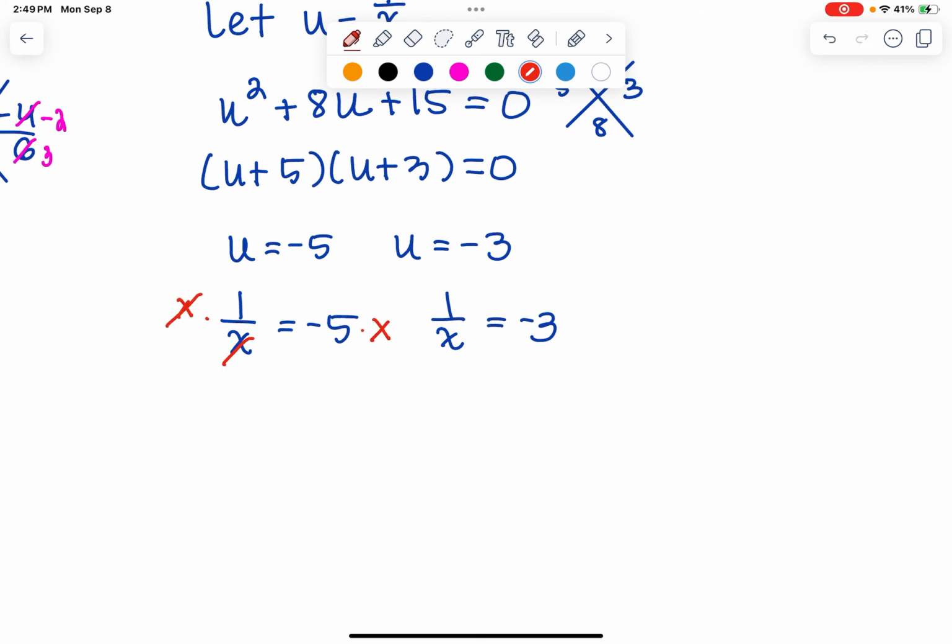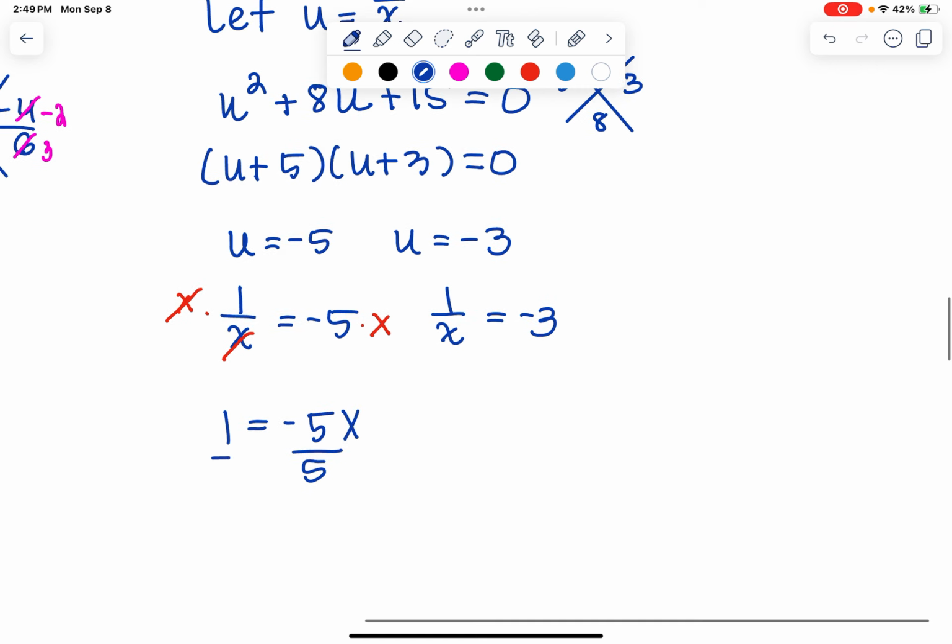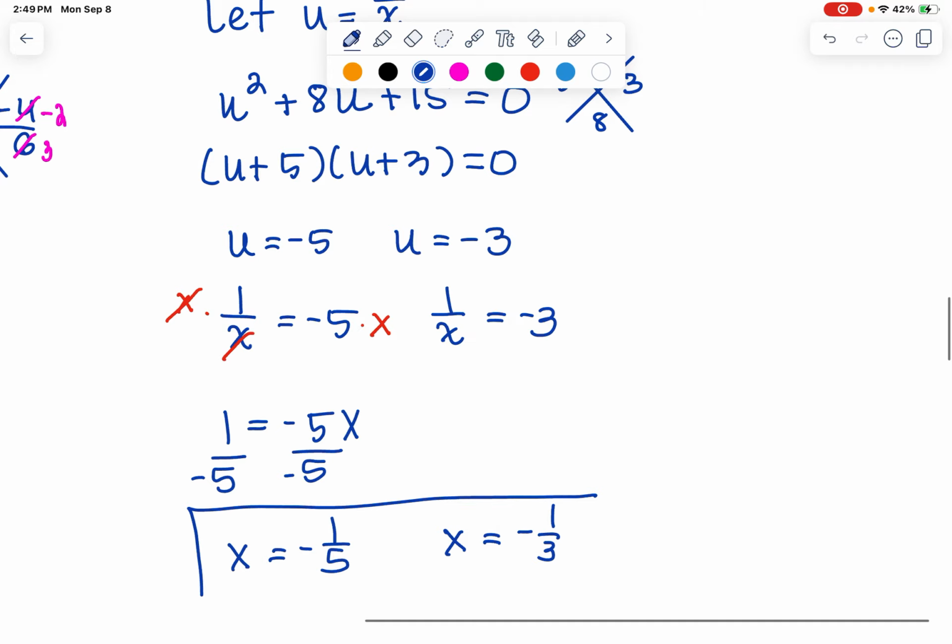Those cancel, and you have 1 equals negative 5x, and then I've got to divide by negative 5 to get x by itself. So x equals negative 1/5. But if you look at that pattern here, that means x is equal to negative 1/3 here. But you could cross multiply. You could multiply both sides by x and then get x by itself.